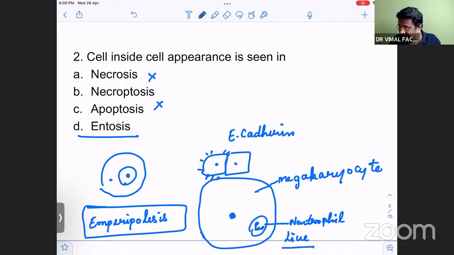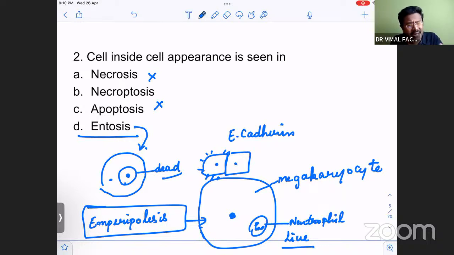In emperipolysis, the inside cell is live. But in entosis, the inside cell is dead. This is very important. So in entosis, the inside cell has died, and in emperipolysis, it is also a cell within a cell, but here the cell is alive. What role does entosis actually play?